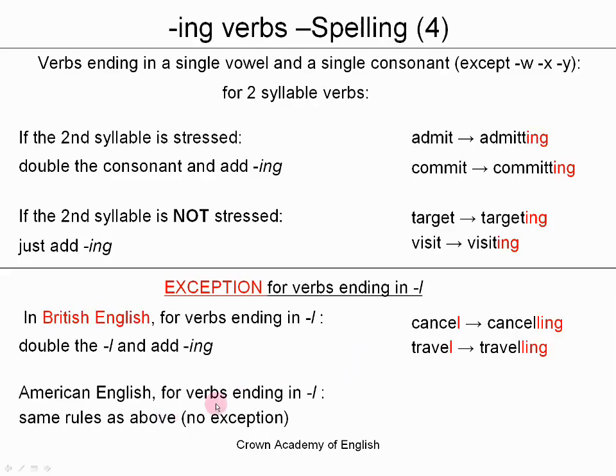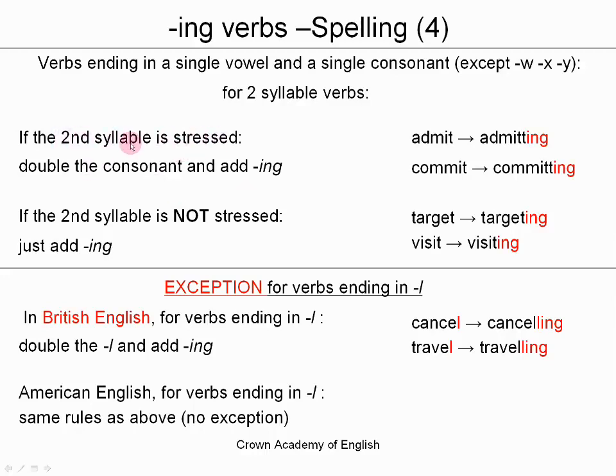But for American English, for verbs ending in L, we ignore this exception. This exception does not exist in American English. In American English, we use this normal rule. We use the normal rule, so you have to analyze which syllable is being stressed.